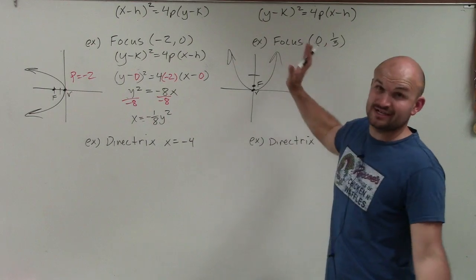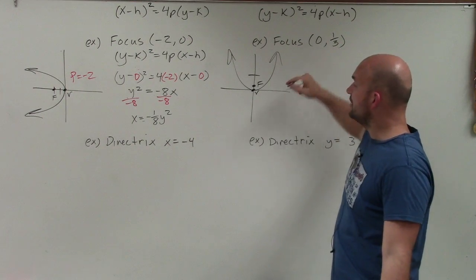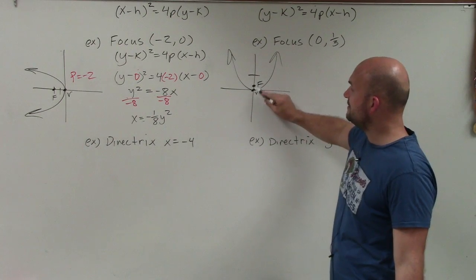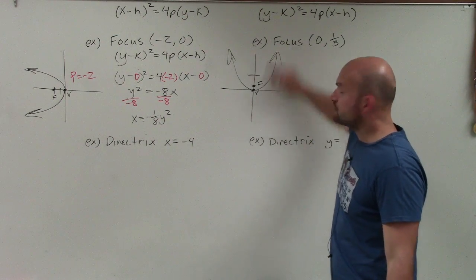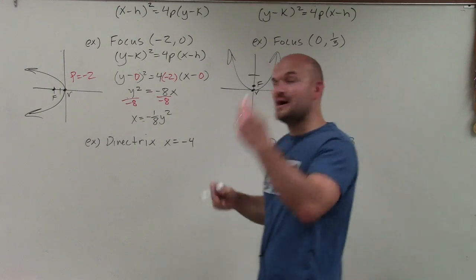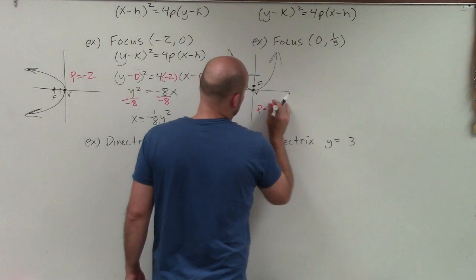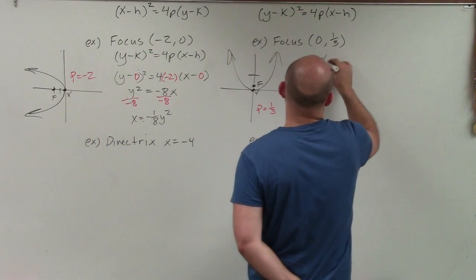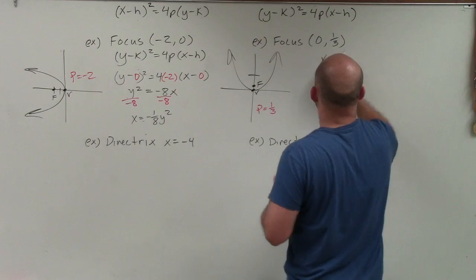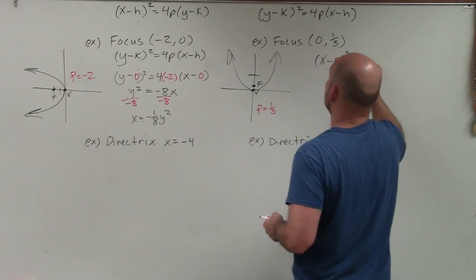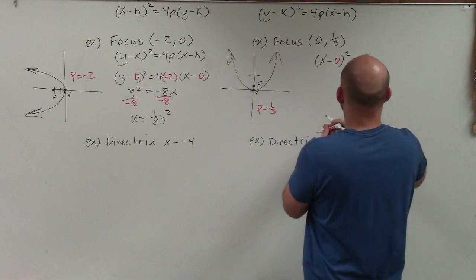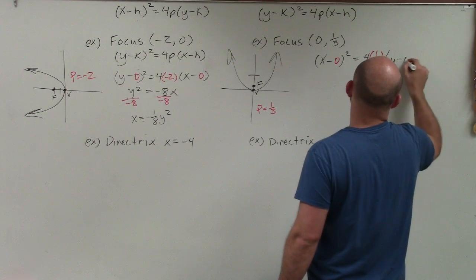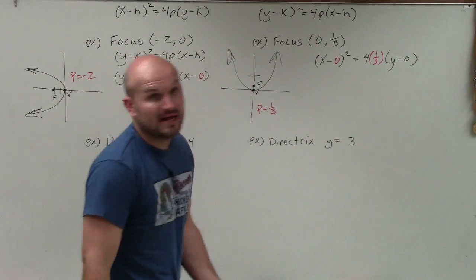We know the vertex is at 0, 0. So again, h and k are 0, 0. Now the distance from the vertex to the focus: here's 0, 0, and now this one's 0, 1/3. So that means I traveled 1/3 up. Since that's positive, p is equal to 1/3. So now I write my equation: x minus 0 squared equals 4 times 1/3 times y minus 0. OK, now we just go ahead and simplify.